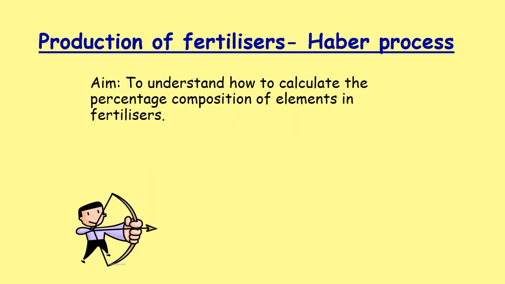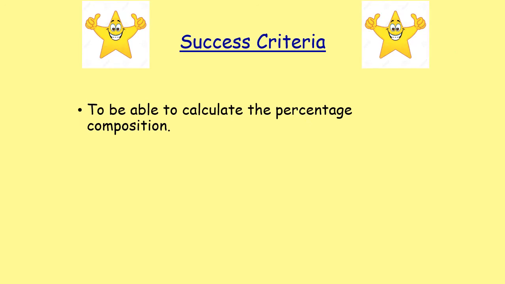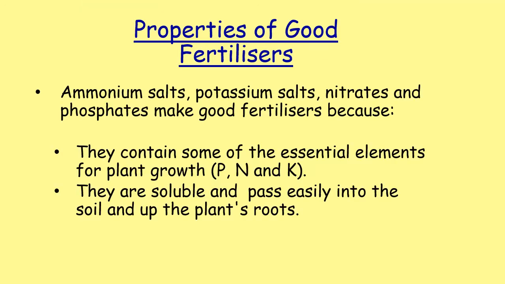So the aim of today's lesson is to understand how to calculate the percentage composition of elements in fertilizers. And so this topic, calculating percentage composition, will also be looked at in Unit 1 in the calculation section. So some of this may be revision to you. So the success criteria is to be able to calculate the percentage composition.